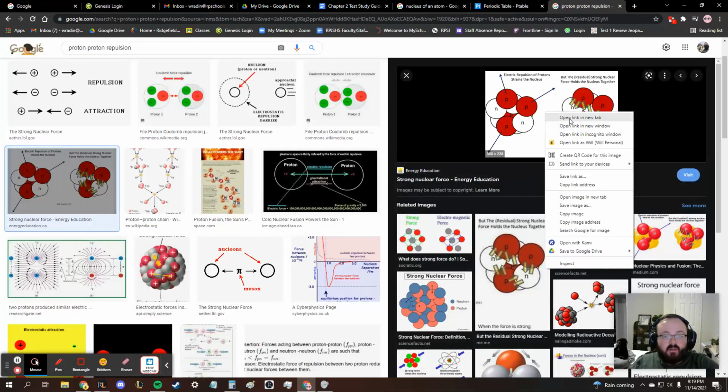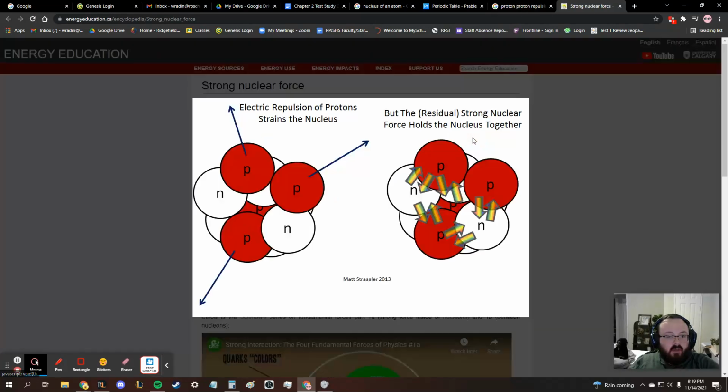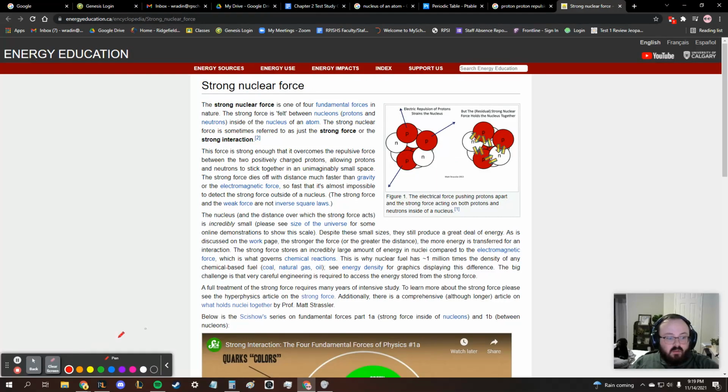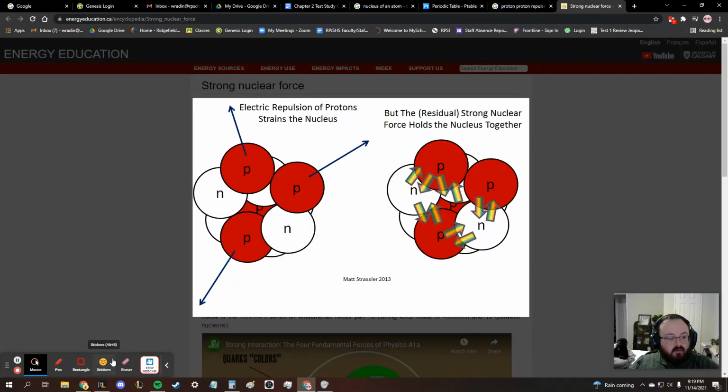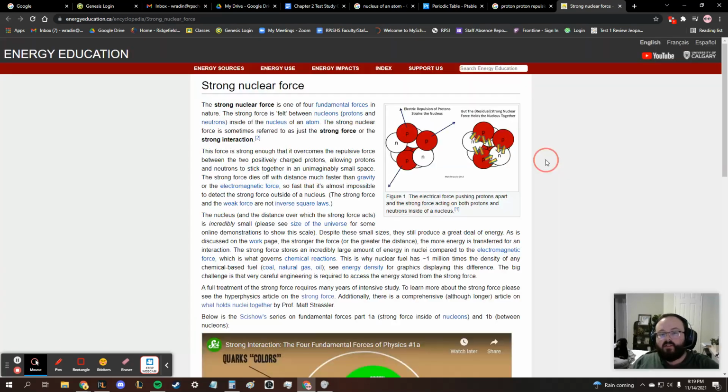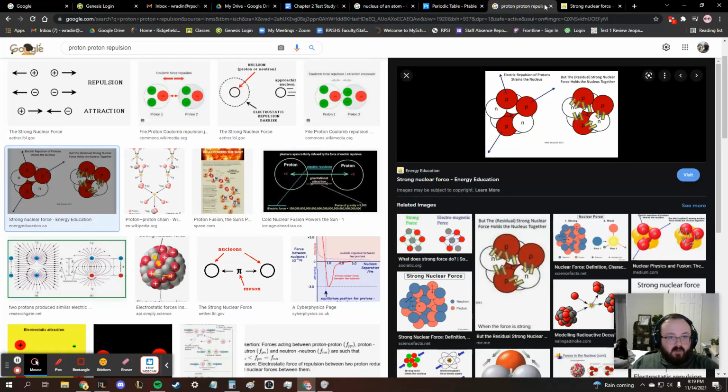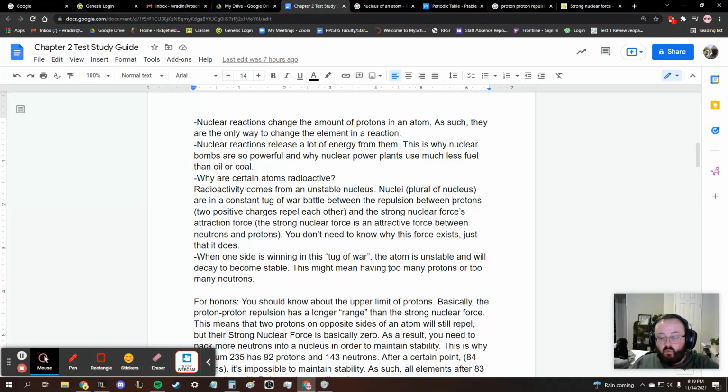It's kind of the image looking at it, right? On one side, you have the electric repulsion. These protons right here are trying to push each other apart. But this strong nuclear force is kind of this glue that sticks it together. So you have these two forces fighting against each other. In a stable atom, they're about equal. But in an unstable atom, one side is winning. And radioactive decay is the atom's attempt to rectify that, to become stable.